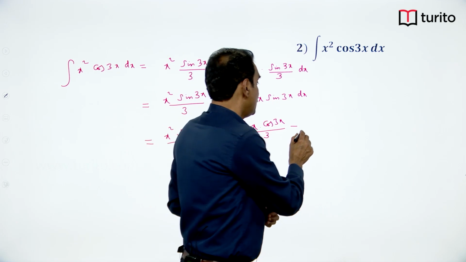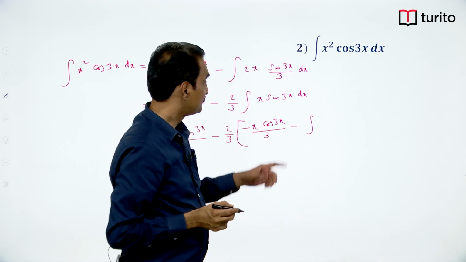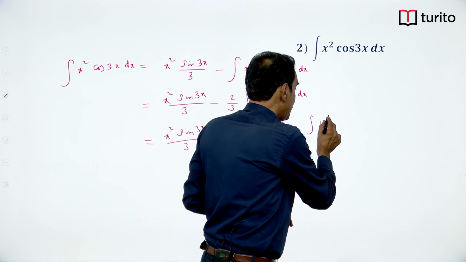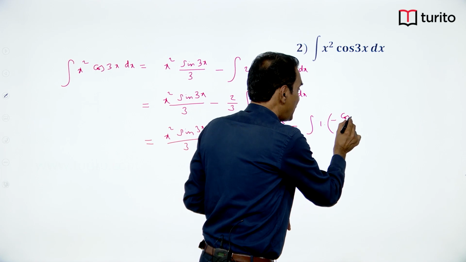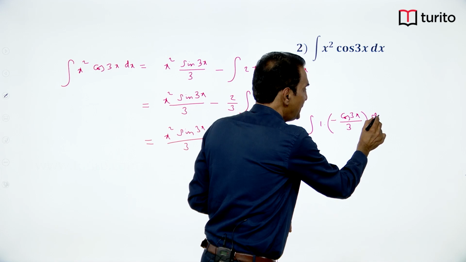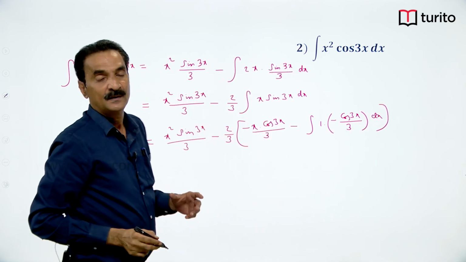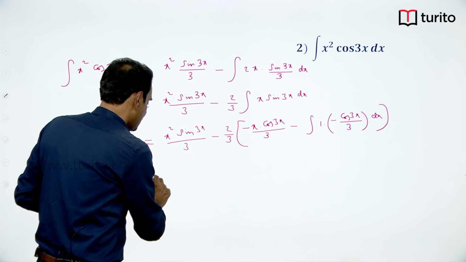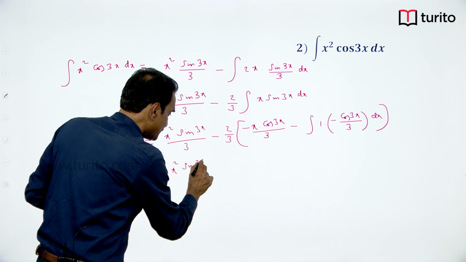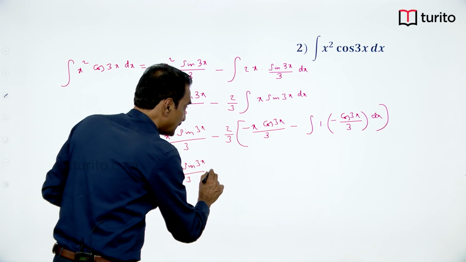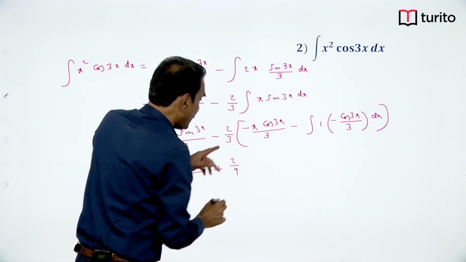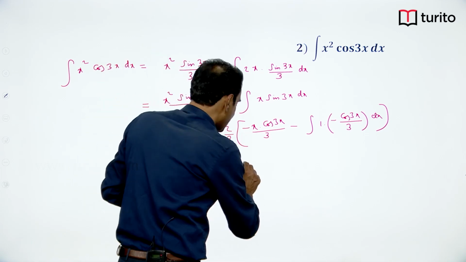Minus integral of the derivative of the first function, derivative of x is 1, into integral of the second function, minus cos 3x by 3 dx. Now, x square sin 3x by 3, minus of minus plus, 2 by 9, 3 into 3 is 9, into x cos 3x.